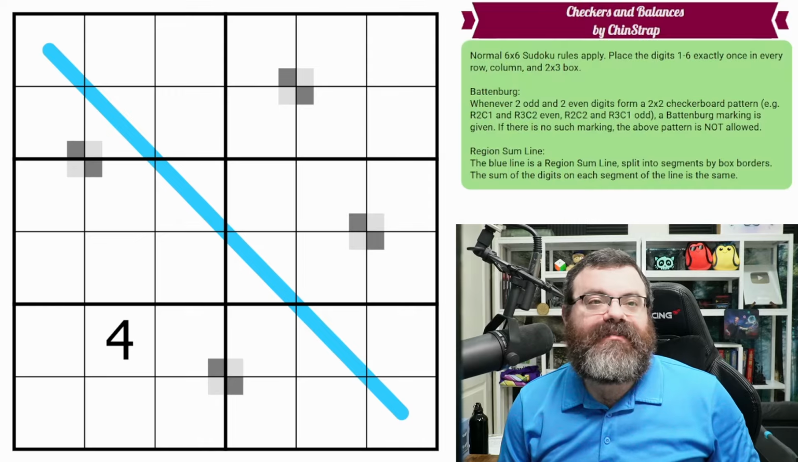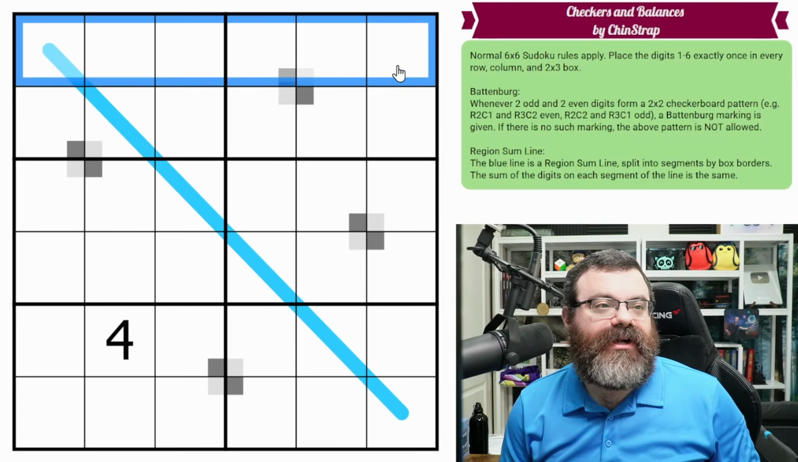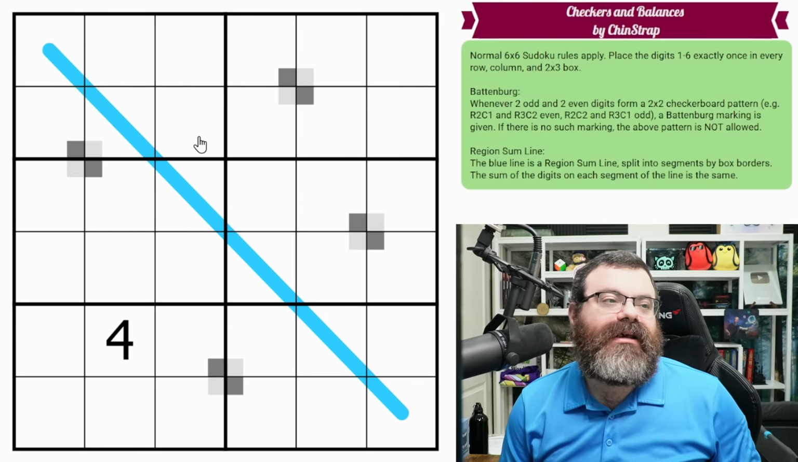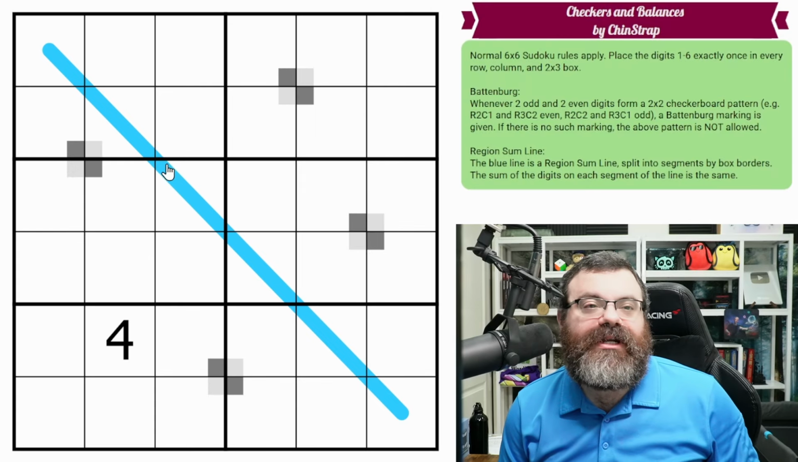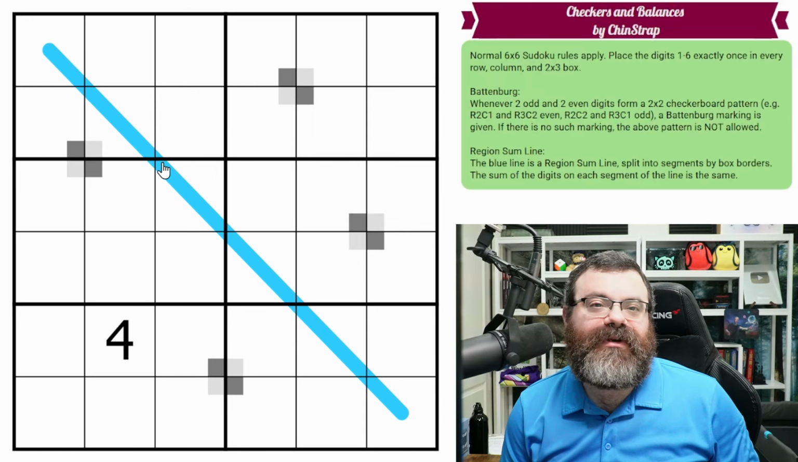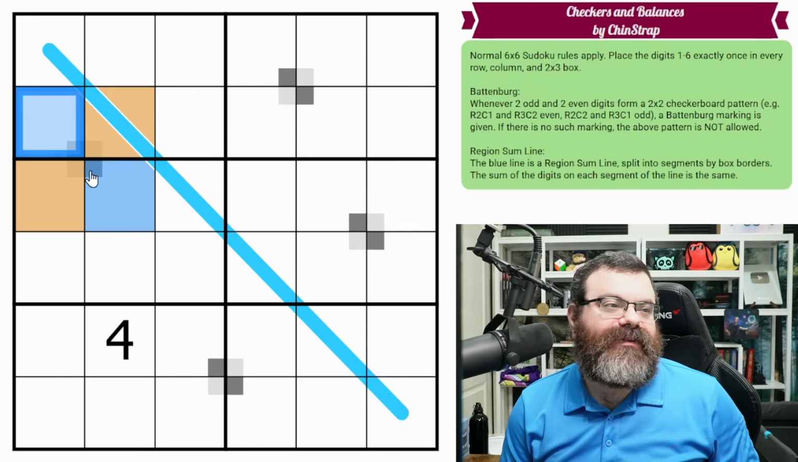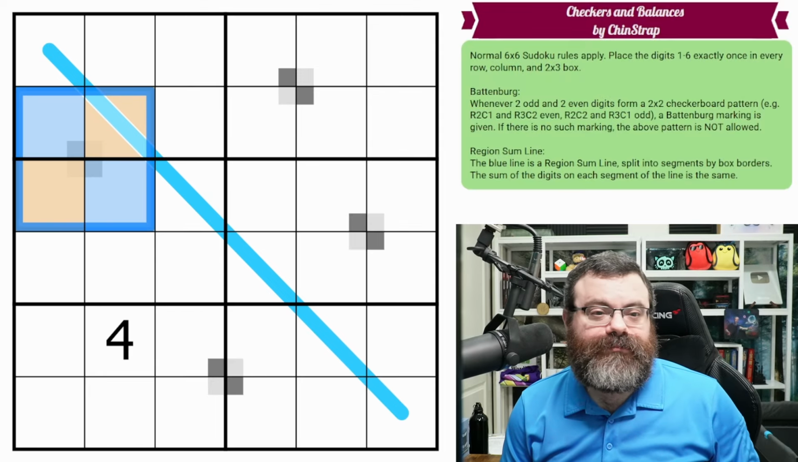So we have normal 6x6 Sudoku rules, which means in each row, each column, and each 2x3 box, we are placing the digits 1 to 6 exactly once each. We also have Battenberg. So whenever two odd and two even digits form a 2x2 checkerboard pattern, that would look like maybe this. These are the evens and odds, or the other way around. But this is a checkerboard pattern.